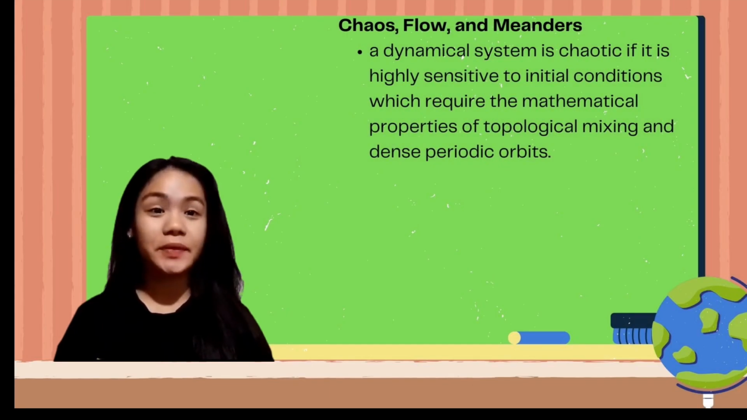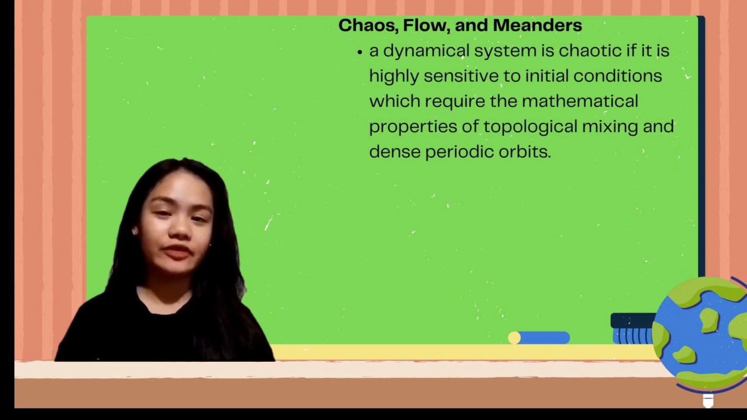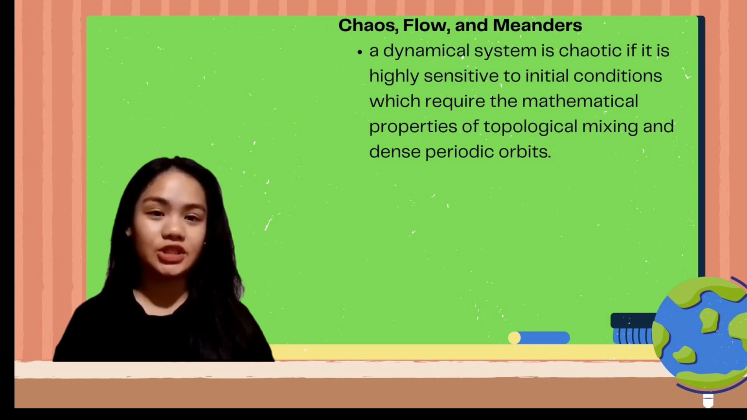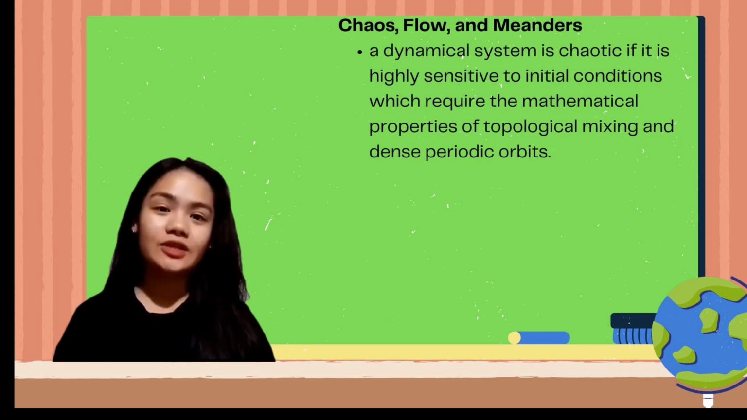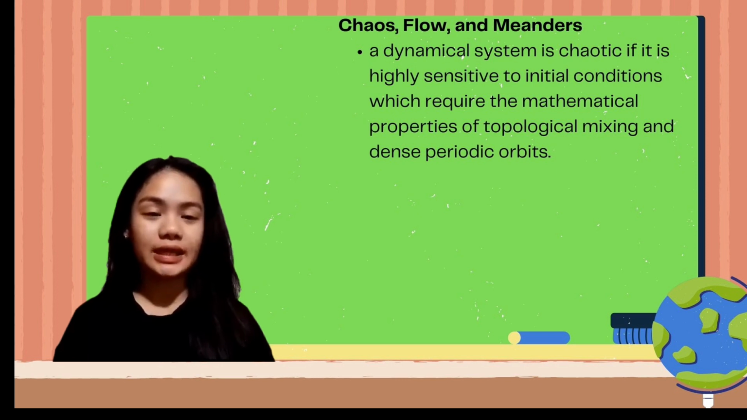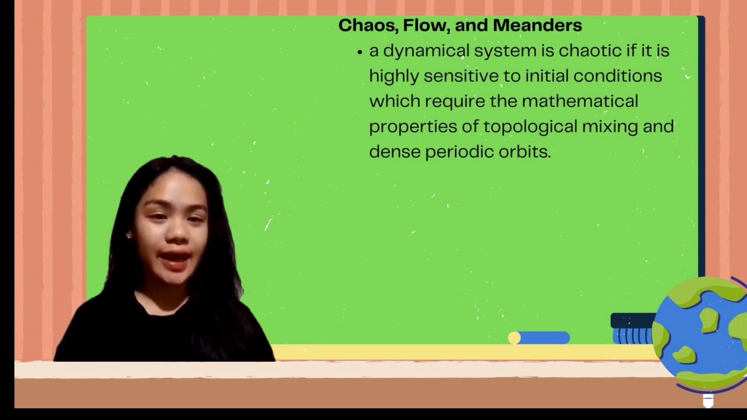Chaos, flow, and meanders. In mathematics, a dynamical system is chaotic if it is highly sensitive to initial conditions, which requires the mathematical properties of topological mixing and dense periodic orbits. Chaos theory ranks as an essentially universal influence on patterns in nature. There is a relationship between chaos and fractals. The strange attractors in chaotic systems have a fractal dimension.